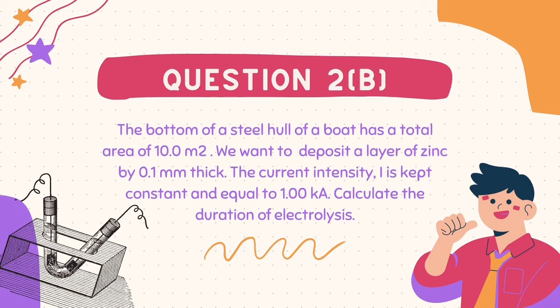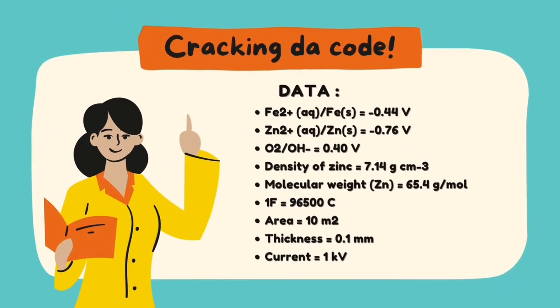The bottom of a steel hull of a boat has a total area of 10 meters squared. We want to deposit a layer of zinc 0.1 mm thick. The current intensity I is kept constant and equal to 1 kA. Calculate the duration of electrolysis. Here is the list of data that we were able to obtain from the question given.